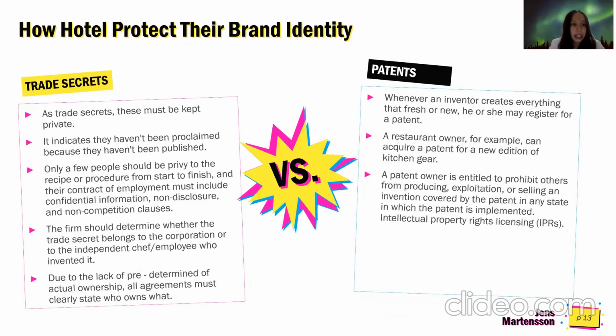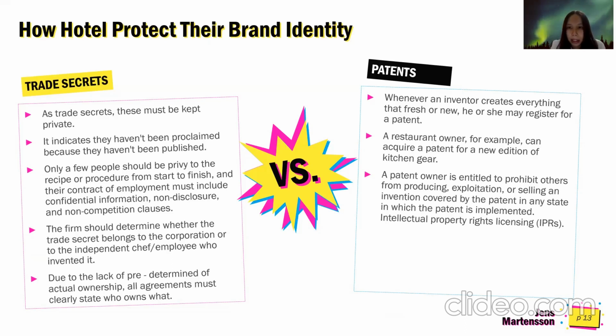Trade secrets. As trade secrets, these must be kept private. It also indicates that they haven't been proclaimed because they haven't been published. Only a few people should be privy to the recipe or the procedures from start to finish. And their contract of employment must include confidential information, non-disclosure, and also non-competition clauses. And the firm should determine whether the trade secrets belong to the corporation or to the independent chef or employee who invented it. And due to the lack of predetermined ownership, all agreements must clearly state who owns that.